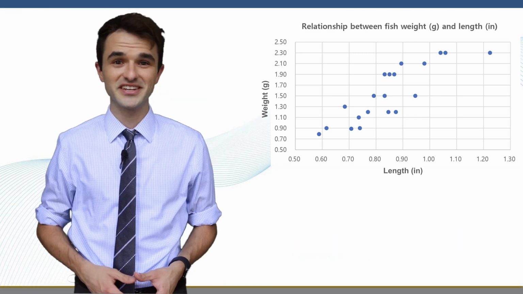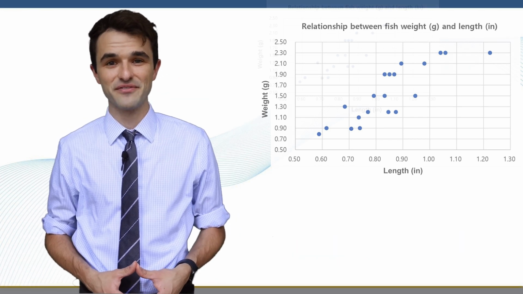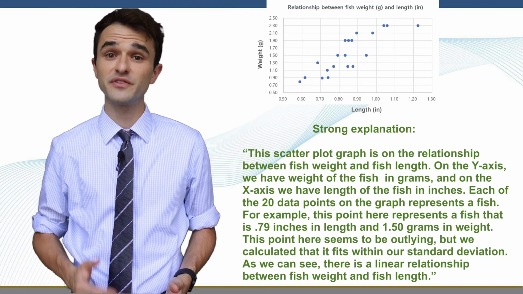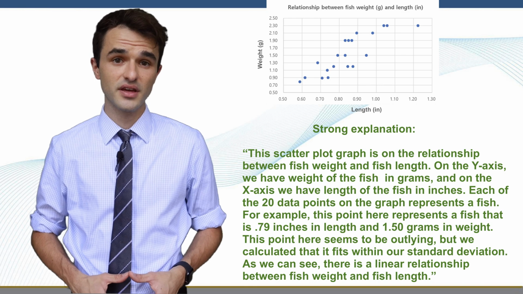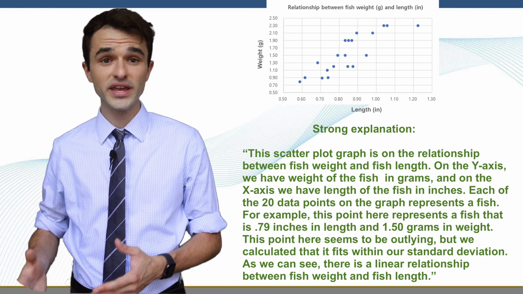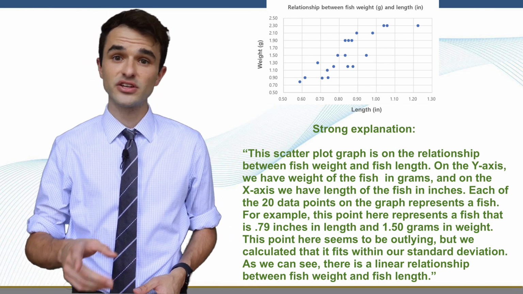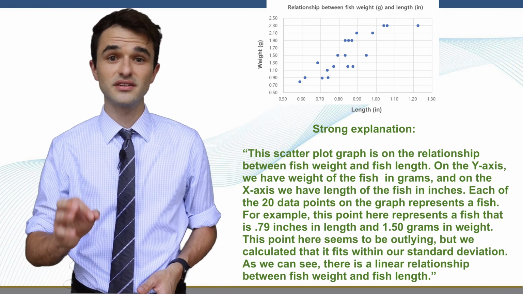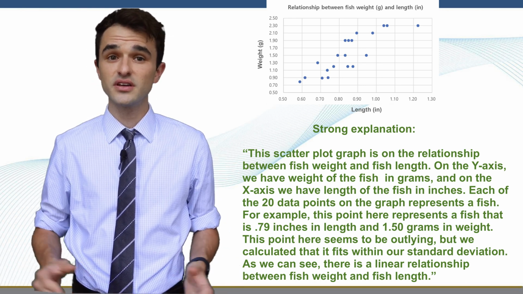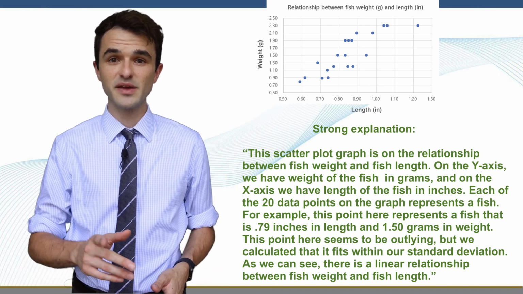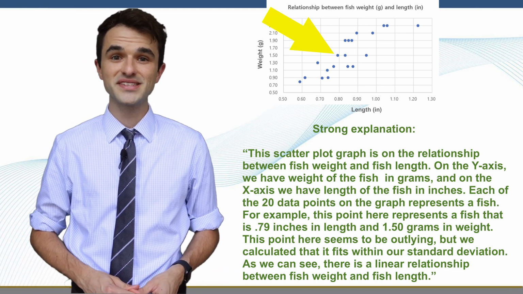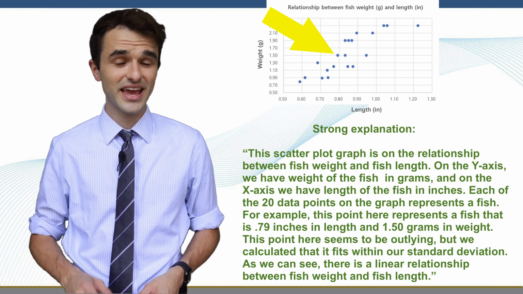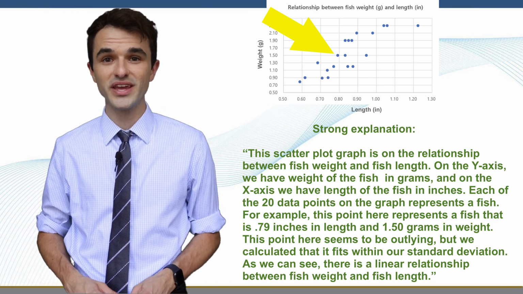So here is a strong explanation of this graph. This scatter plot graph is on the relationship between fish weight and fish length. On the y-axis, we have the weight of the fish in grams, and on the x-axis, we have the length of the fish in inches. Each of the 20 data points on the graph represents a fish. For example, this point here represents a fish that is 0.79 inches in length and 1.5 grams in weight.